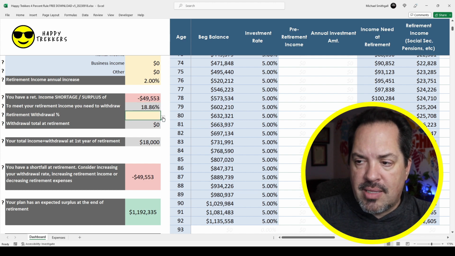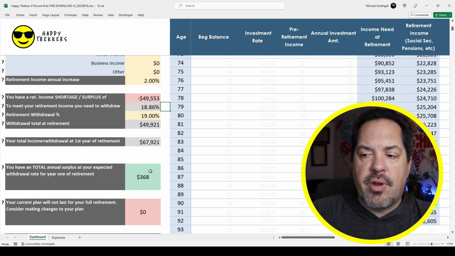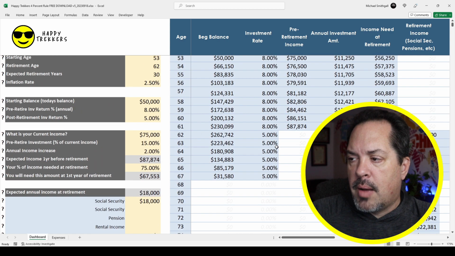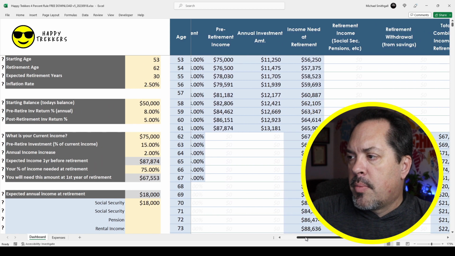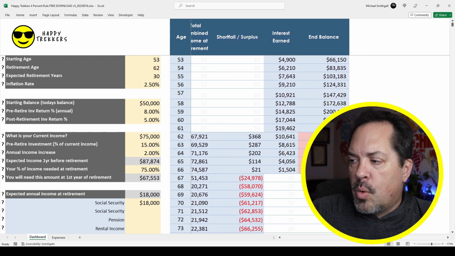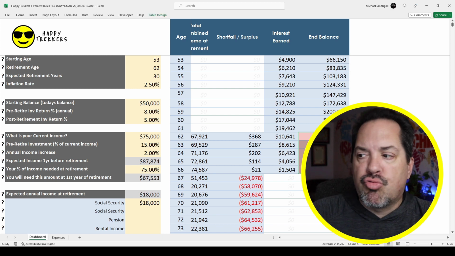So I'm going to go ahead and plug that in. I'm going to scroll right down here to 19%. And that says, great, yes, you've got a little bit of a surplus that first year. You got $368. You did everything fine. But here's the problem. And I had to blow this up so you could see it on the camera. But if you scroll all the way to the right, we got a red. If you got red, red is never good. Red means you're running out of money.